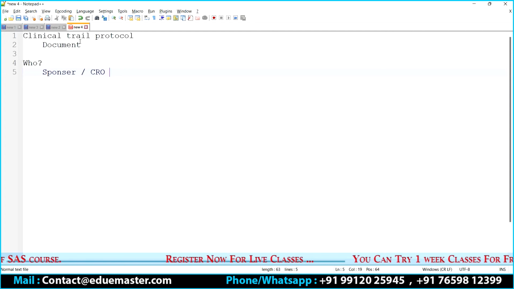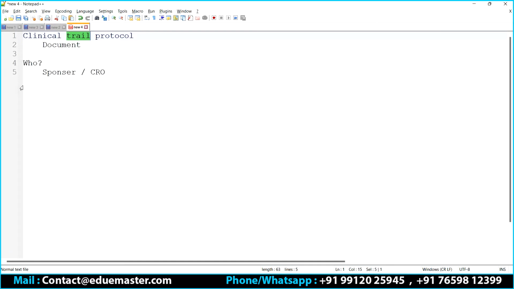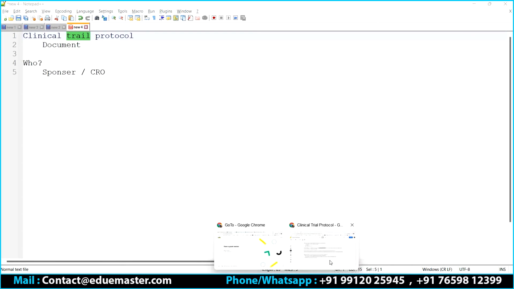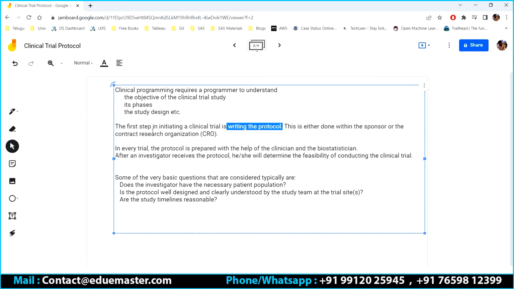So a clinical trial protocol, which will have end-to-end details about how you can carry out your clinical trial, will be prepared by a sponsor or a contract research organization. These are none other than the people who will provide the funding to our research. Clear? The very first thing that all of us need to understand is that the first step in initiating the clinical trial is writing the protocol. But if someone asks you who will write this protocol, it will be written either by the sponsor or by the contract research organization.